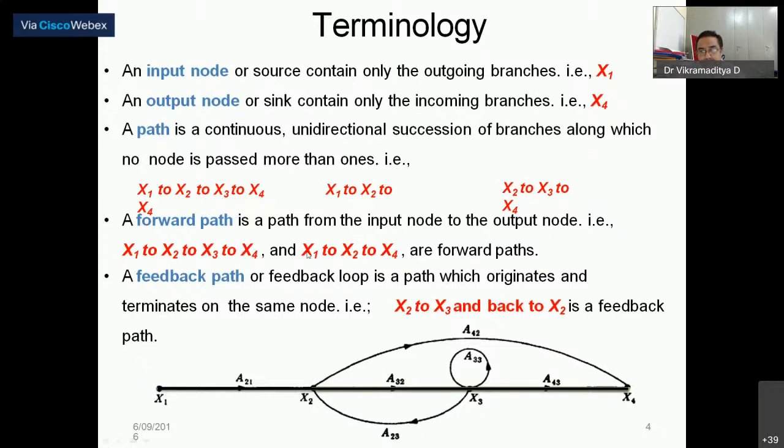This is one path, which I have shown here. Another is x1, x2, x3, x4. This is the second path. So there are two forward paths there.